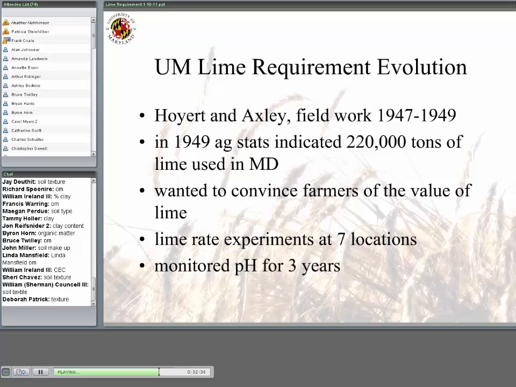It starts out by quoting the 1949 Ag Statistics, which indicated that only about 220,000 tons of lime were used in Maryland. And there certainly was a feeling on their part that not enough was being used, and that they wanted some strong data to support a program to convince farmers of the value of lime. That's why they spent time putting out this lime rate experiment at 7 locations across the state and monitoring it for 3 years. So this is oldie but goodie stuff.